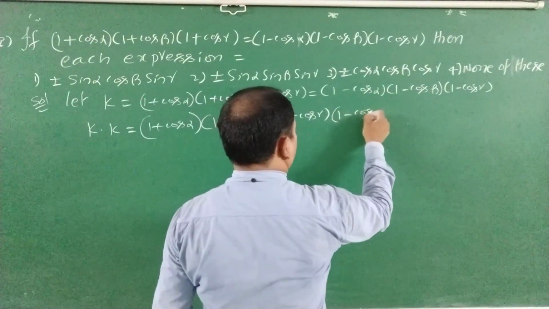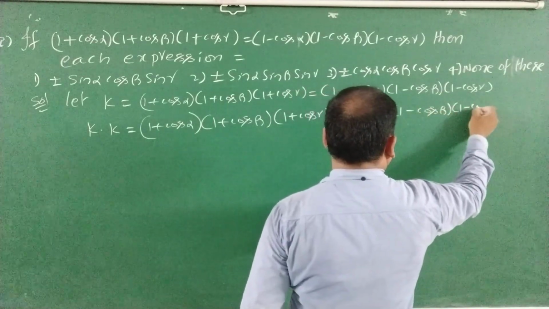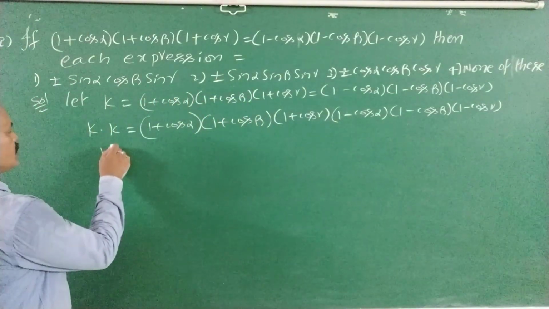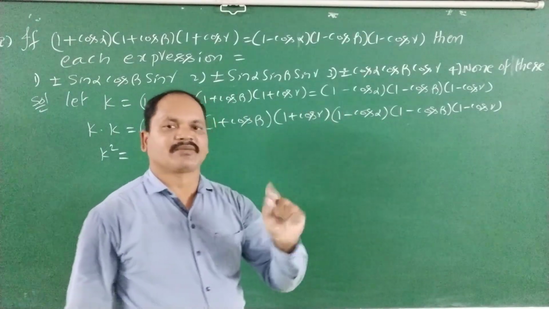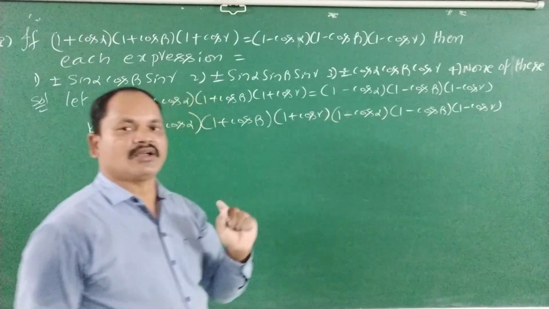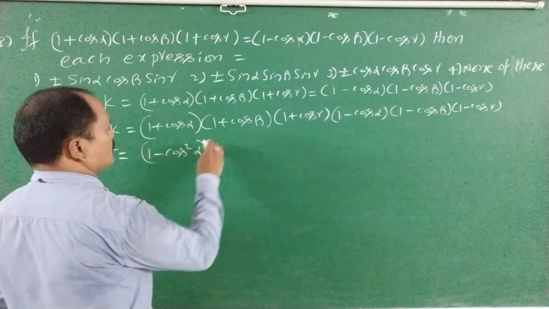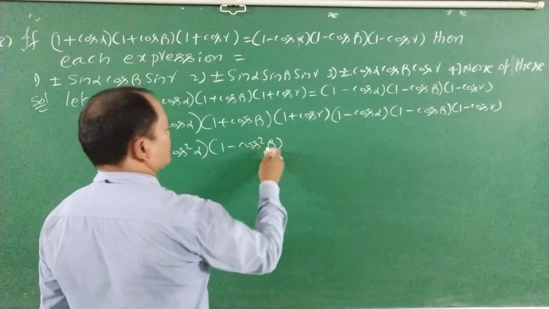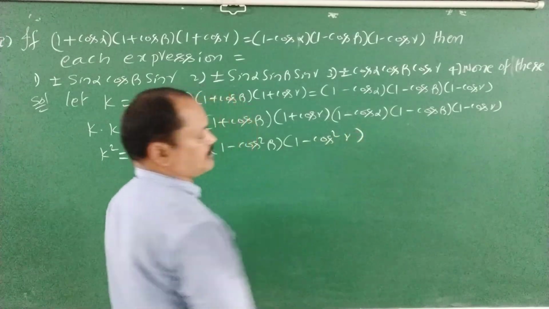1 minus cos alpha into 1 minus cos beta into 1 minus cos gamma. That's all. Now from this, k into k square here: a plus b into a minus b is a square minus b square, like that. 1 plus cos alpha into 1 minus cos alpha is 1 minus cos square alpha. 1 plus cos beta into 1 minus cos beta is 1 minus cos square beta. 1 plus cos gamma into 1 minus cos gamma is 1 minus cos square gamma.